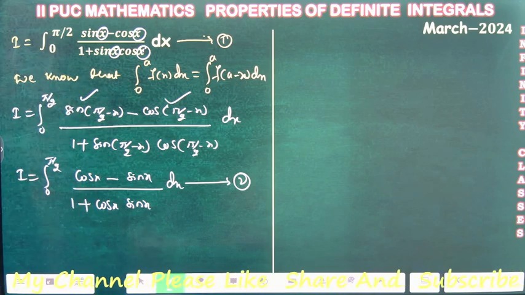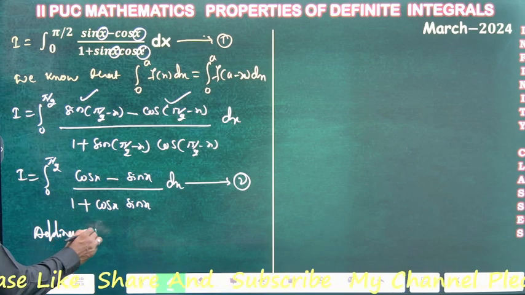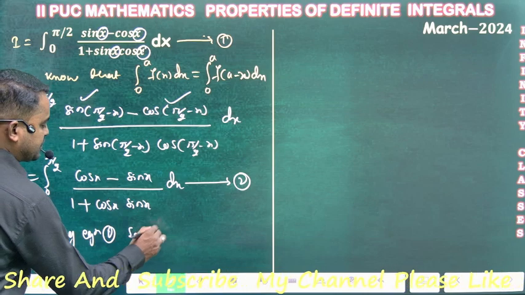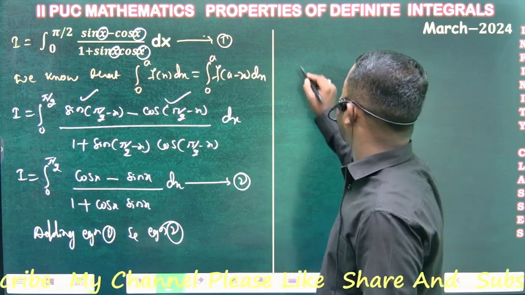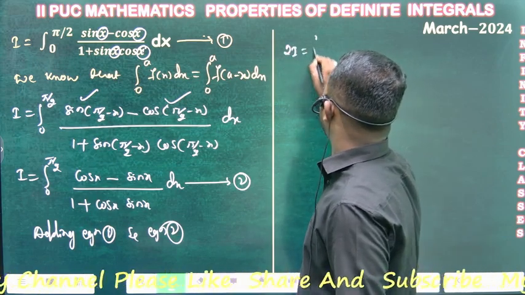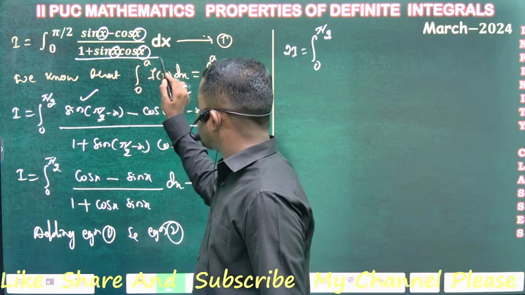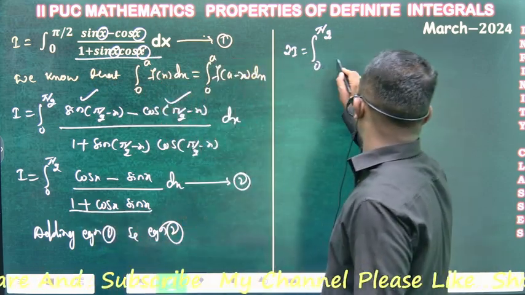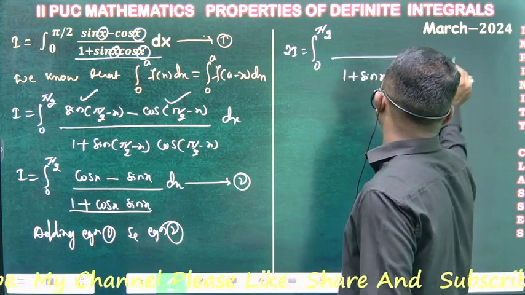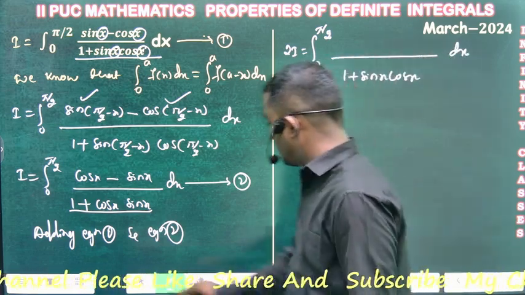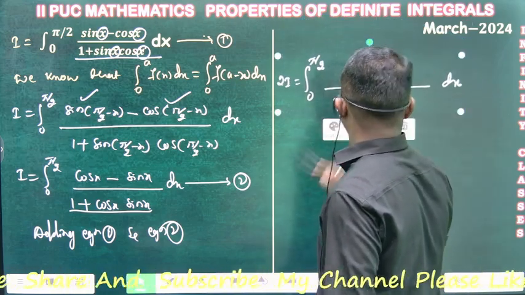Now adding equation 1 and equation 2 we get, so again we are adding left hand side to left hand side, right hand side to right hand side, that is 2I equals integral from 0 to 5 by 2. So observe that the denominator, 1 plus sin x cos x and 1 plus cos x sin x, is the same here, 1 plus sin x cos x dx. Add only the numerator part here, because the denominator will be the same.